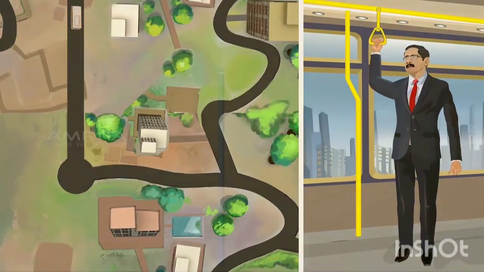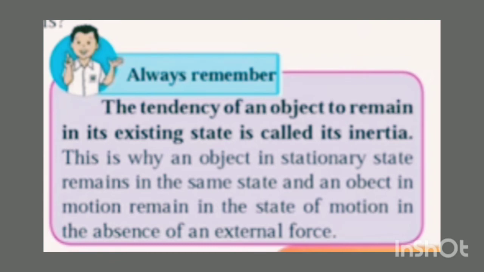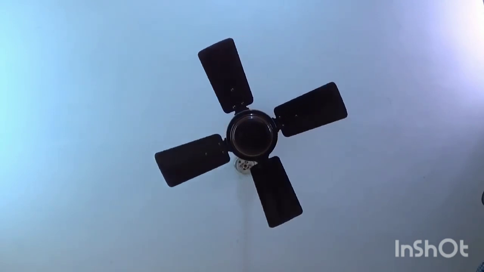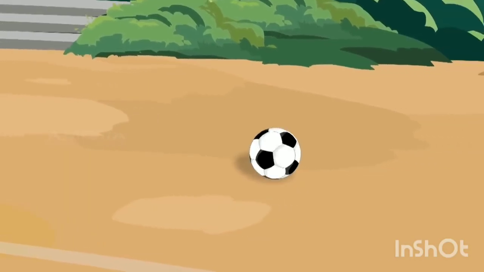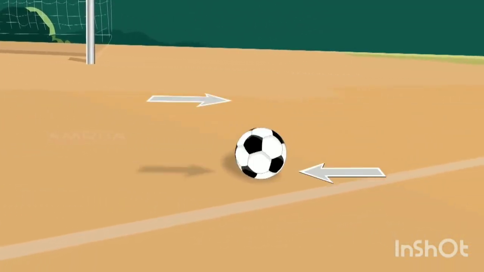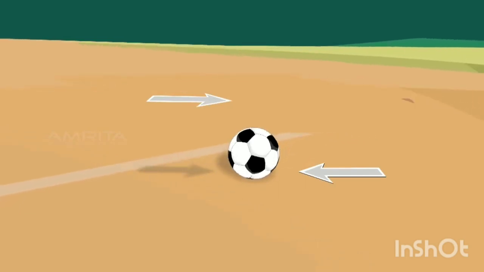So always remember, the tendency of an object to remain in its existing state is called its inertia. This is why an object in a stationary state remains in the same state and an object in motion remains in the state of motion in the absence of an external force.